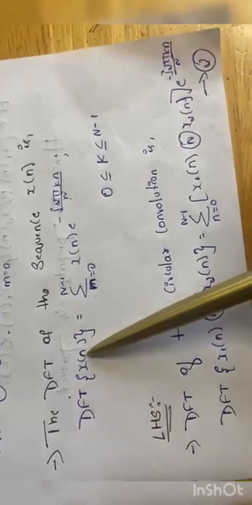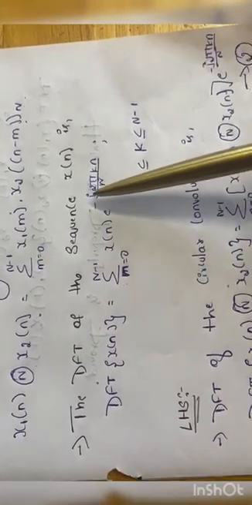Now consider the discrete Fourier transform of the sequence. The DFT of the sequence x of n is equal to summation of n equals 0 to N minus 1, x of n into e to the power of minus j 2 pi k n by N. This k is varying from 0 to N minus 1.